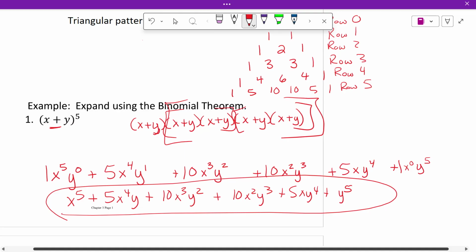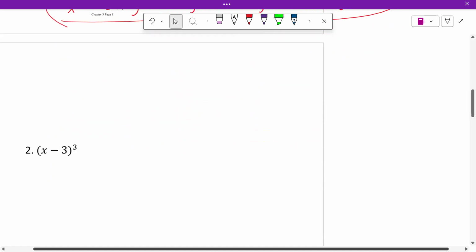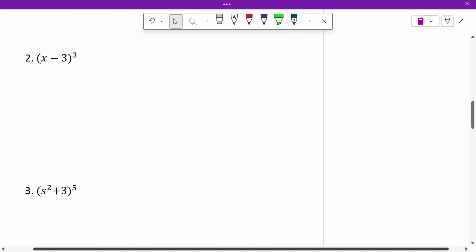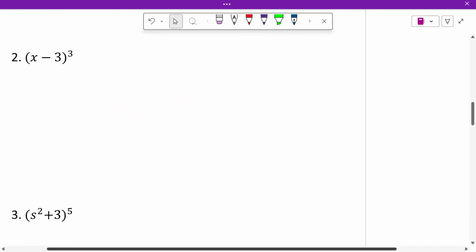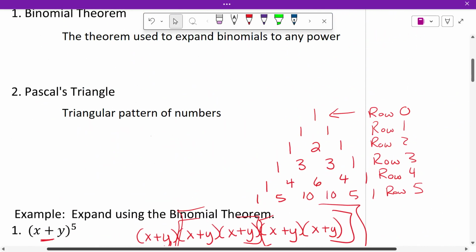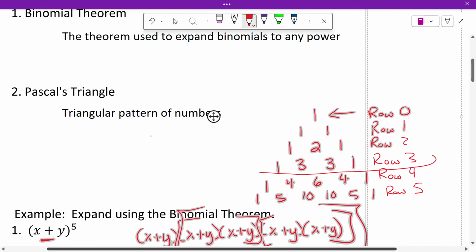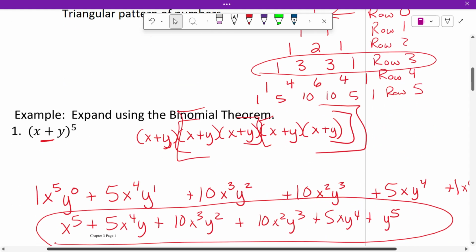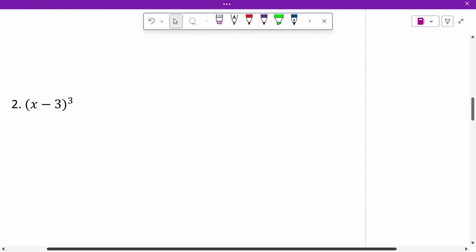So, binomial theorem, how are we doing? We almost have that written down for most of you, right? Okay. So, x minus 3. Ooh, we have a number now. Now, we're going to use row 3 of Pascal's triangle. Okay. So we go up, row 3. What does row 3 look like? 1, 3, 3, 1.